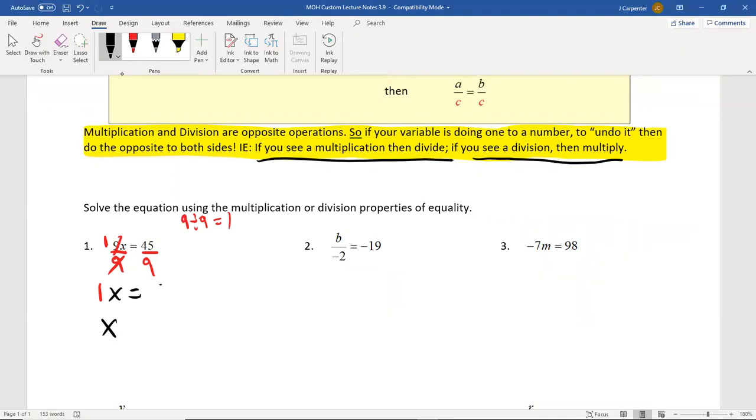And on the right side, you're doing whatever product or quotient you have to. 45 divided by 9 is 5. So x is equal to 5. And that's the whole thing.